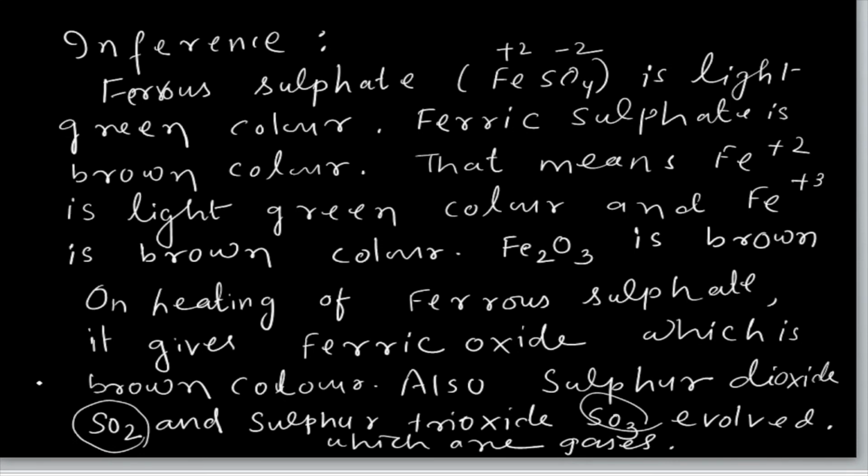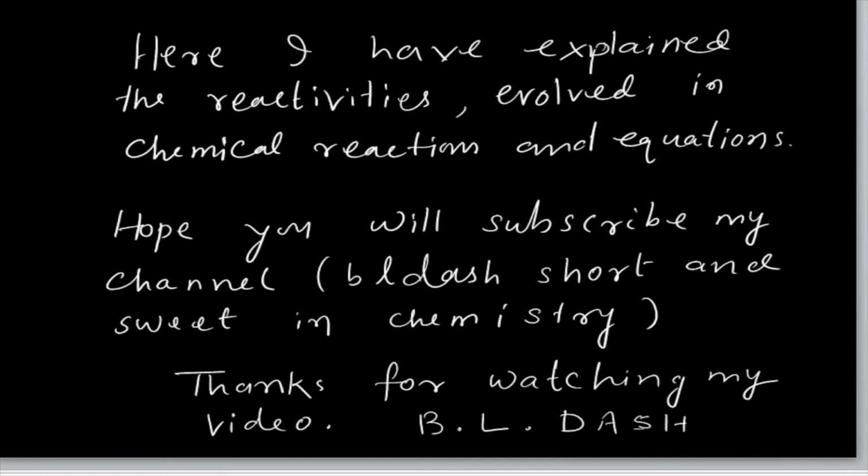I hope it is clear. In each experiment, you write the experiment, what you are doing; the observation, what you observe; and the inference, what your conclusion is. I hope it is clear to you. All activities I have explained properly in the chapter, chemical reactions and equations.